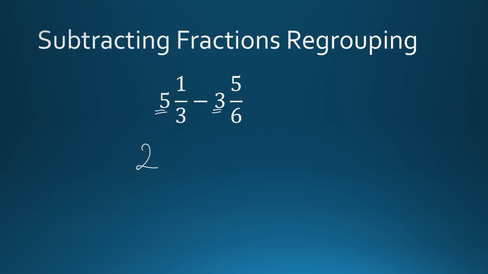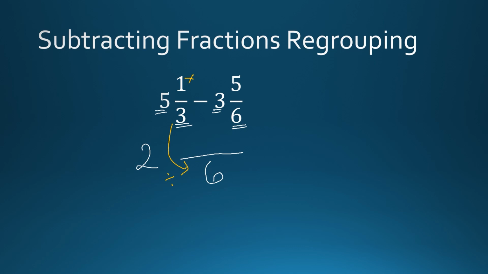However, the rule of thumb is before I add or subtract fractions, I must ensure that I have common denominators. If I don't have common denominators, then I have to find the LCM. So as we can see here, our denominators are not common, so I have to find the LCM. What is the LCM of 3 and 6? The LCM of 3 and 6 is 6. The next step is to divide and then multiply.